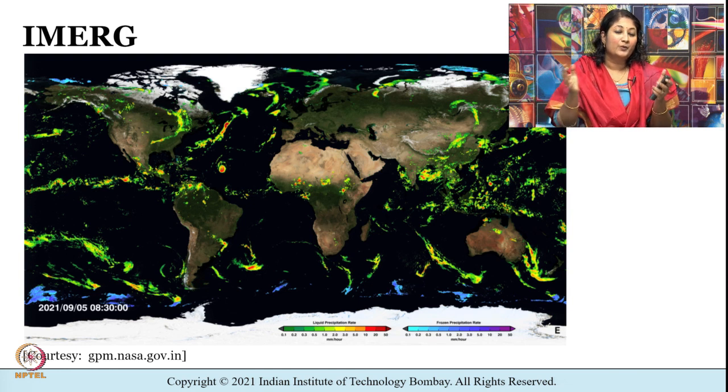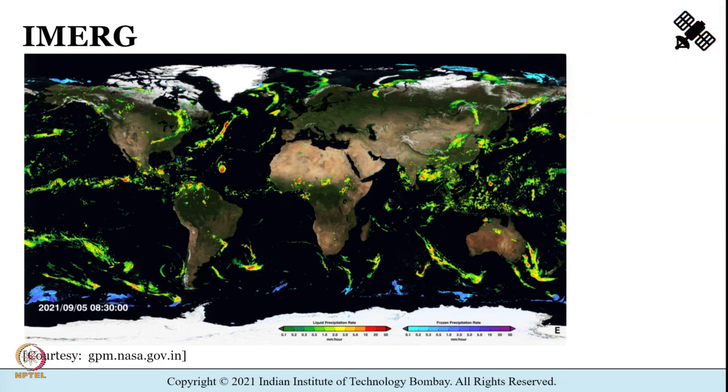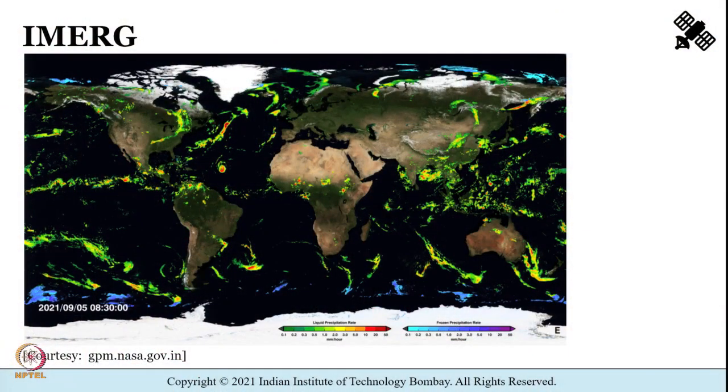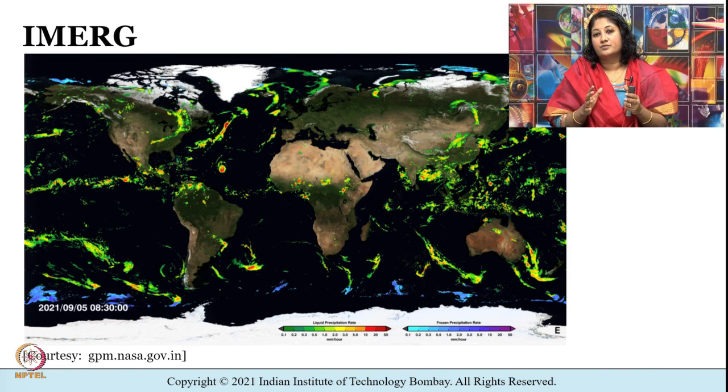Now, let us try to move towards satellite based estimation of global precipitation. So, till now we have seen different instruments that can be placed at the surface, which helps us measure precipitation. Now, coming to satellite based estimation of global precipitation, shown here is the precipitation from IMERG from the following website, gpm.nasa.gov.